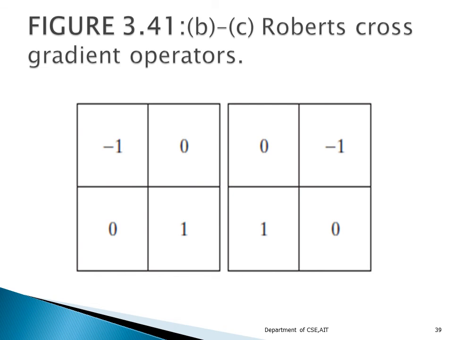This is the Roberts cross gradient operators. Here we are making use of only 4 values of the entire 3x3 mask. So when you apply this on the image, you will see that the image can be sharpened.